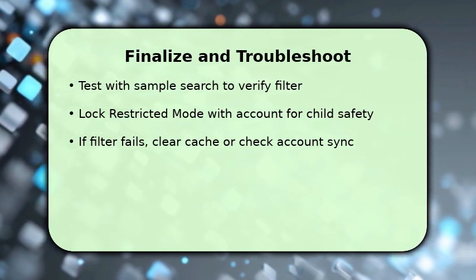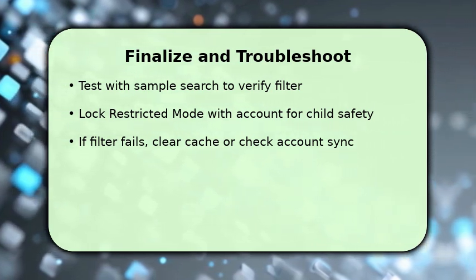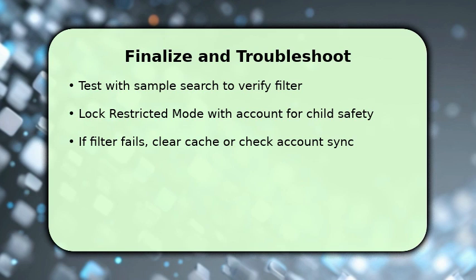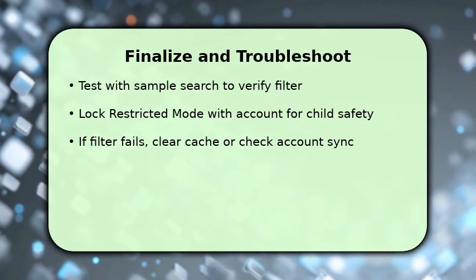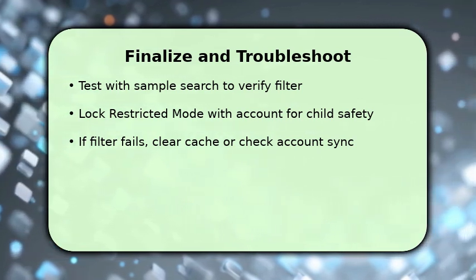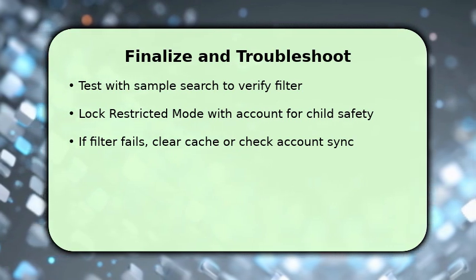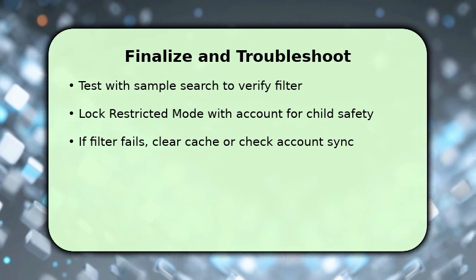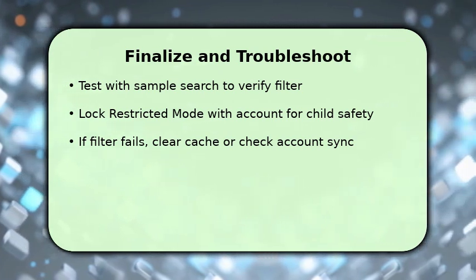If this is for a child, lock restricted mode to your account so others can't switch it off. Make sure all devices using that account reflect the change. Sign out and back in if needed. If the filter doesn't apply, clear browser cache, update the app, or check parental controls like Family Link. These fixes resolve most sync or visibility issues quickly.